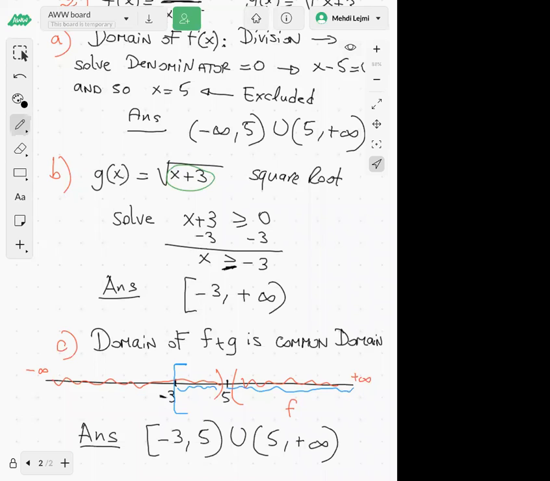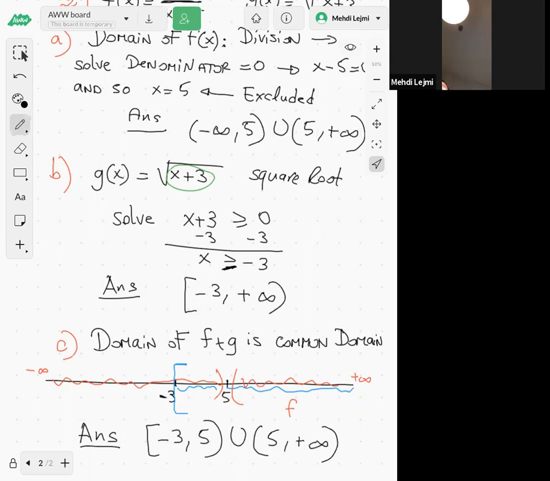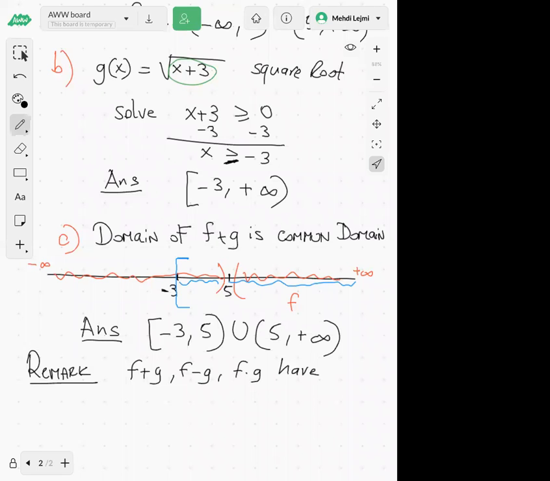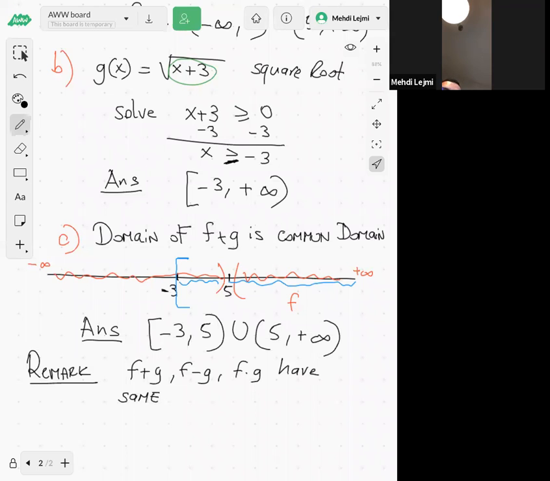That would also be the domain of f minus g and f multiplied by g. Right? Yes, absolutely. So that will be the answer for the domain of f minus g. That's a good point. So f plus g, f minus g, and f times g have the same domain. And what about g over f? Yeah, that's what I'm going to do next.